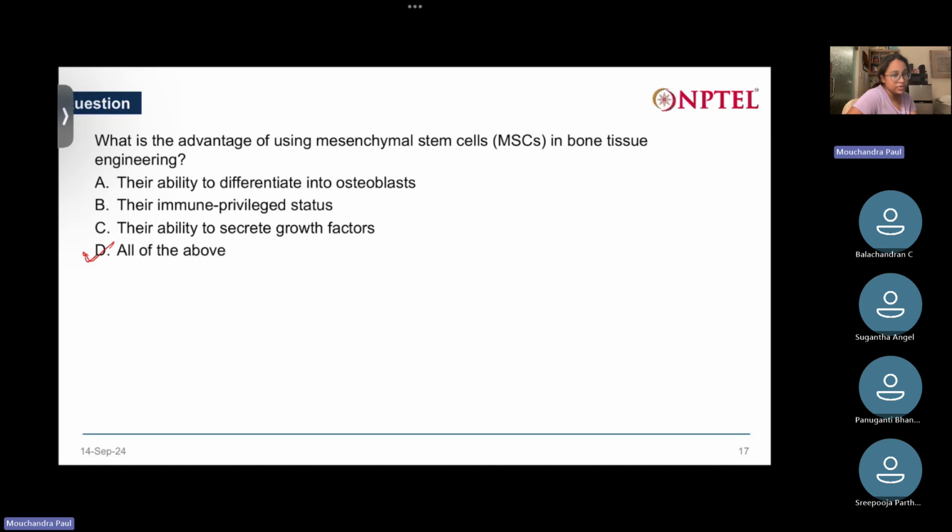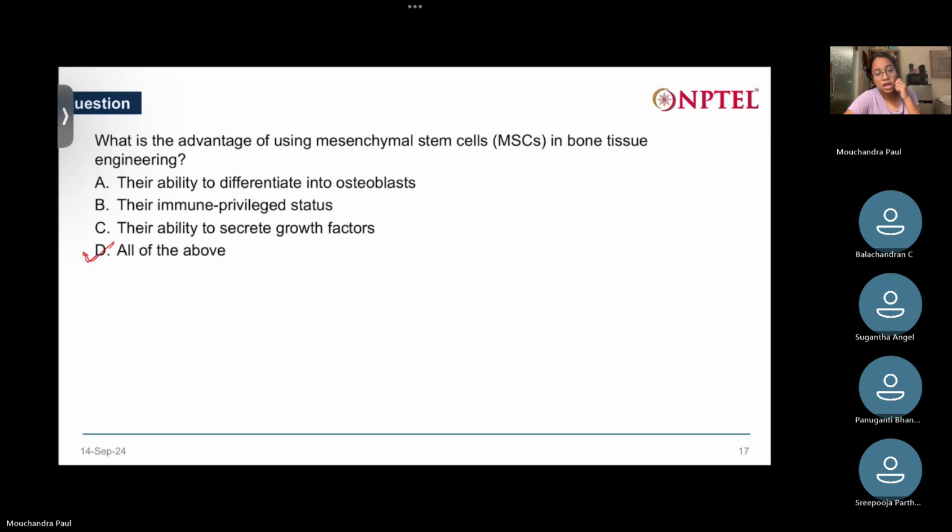Mesenchymal stem cells have the ability to differentiate into osteoblasts very well. You can do it in vitro, in vivo. The result will be the same. Then they are immune privileged, meaning they do not contain the MHC complexes through which the body's immune system cells can recognize them. So they can hide themselves very well from the body's immune system and will not elicit immune rejection quickly.